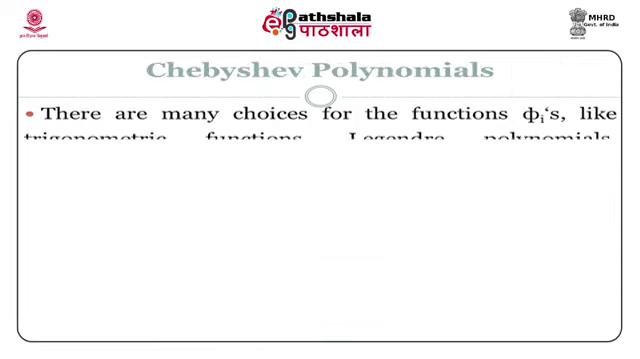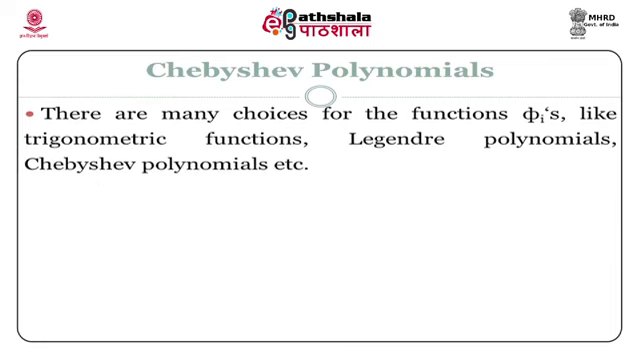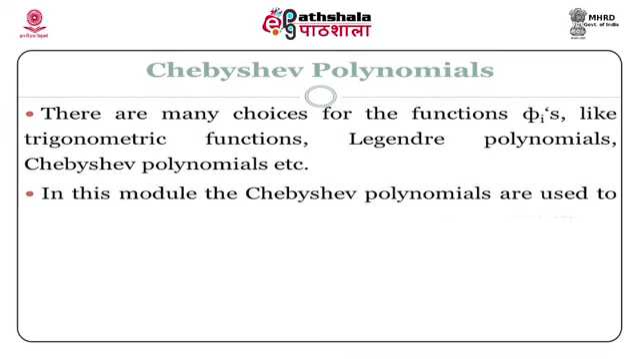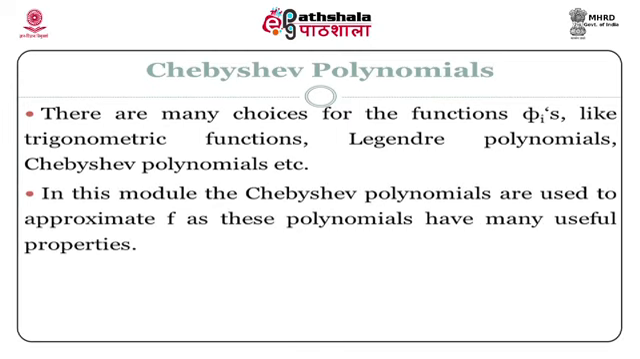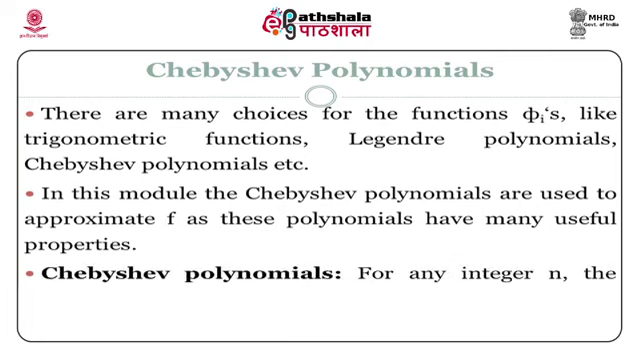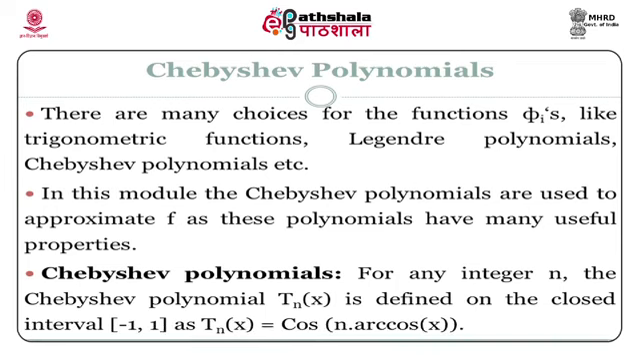There are many choices for the functions phi i, like trigonometric functions, Legendre polynomials, Chebyshev polynomials, and many more. Bessel functions we can use, for example. In this module, the Chebyshev polynomials are used to approximate f, as these polynomials have many useful properties. So first we will understand what a Chebyshev polynomial is.